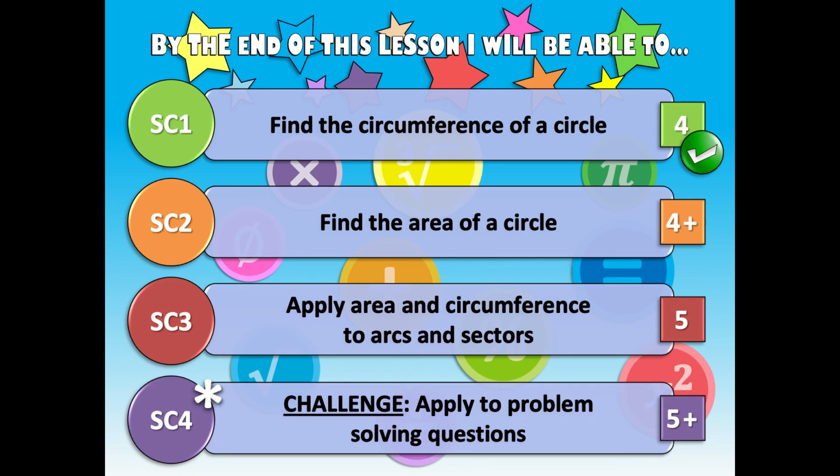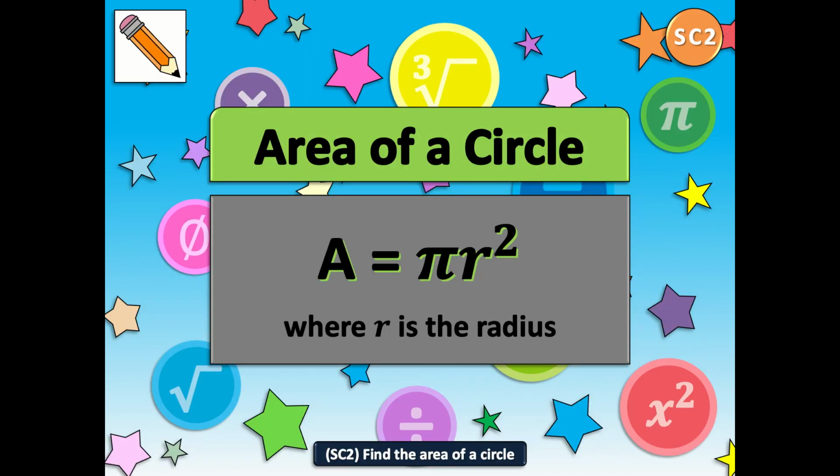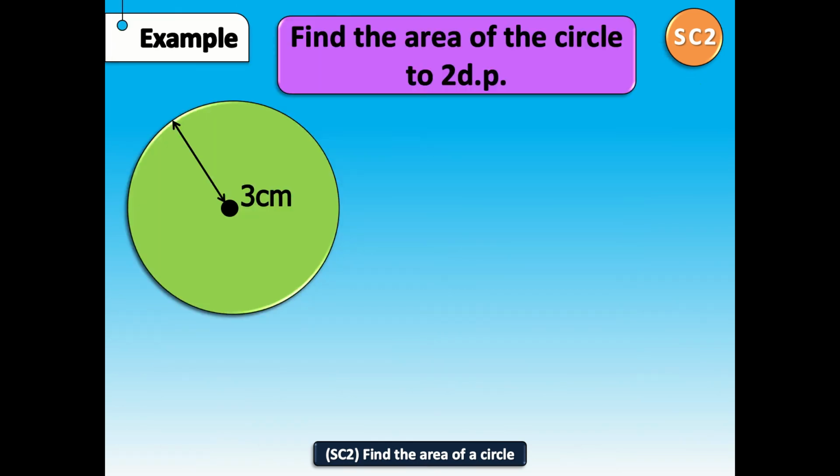So now we're going to move on to number 2, and this is to find the area of a circle. So the area of a circle is pi times the radius squared, and this is sometimes written as A equals pi r squared. So we want to find the area of this circle to 2 decimal places. So to find the area of a circle, we do pi times the radius squared.